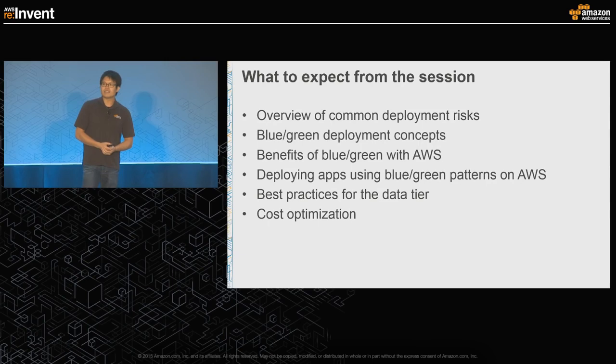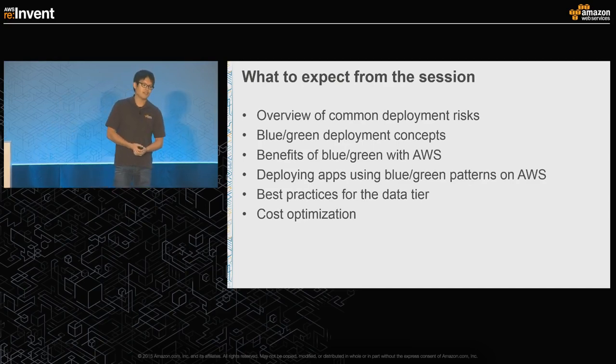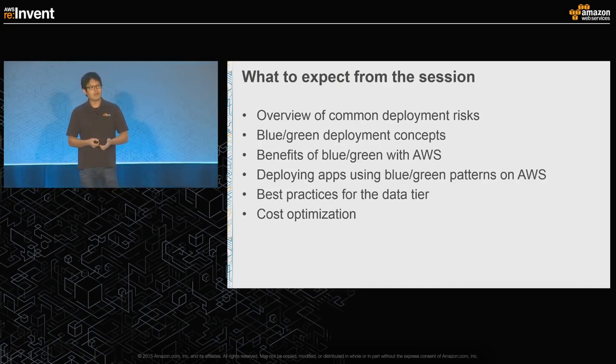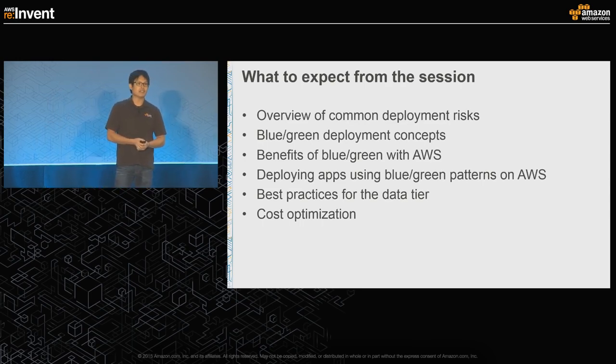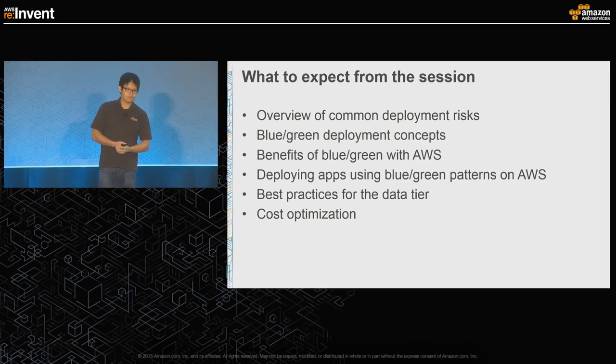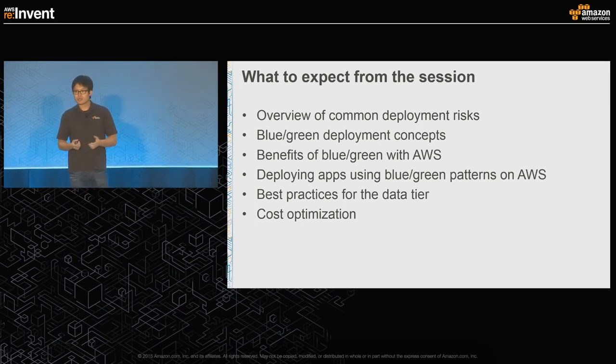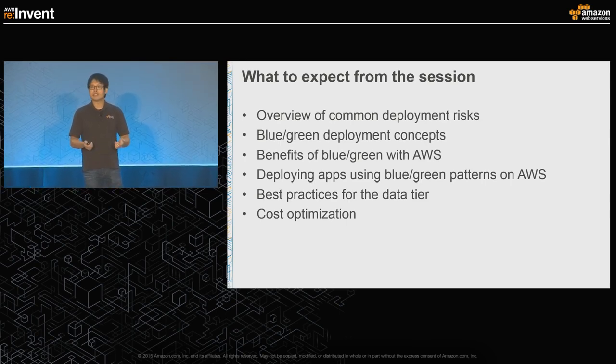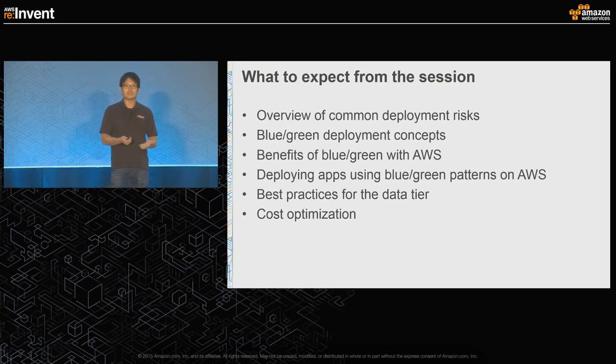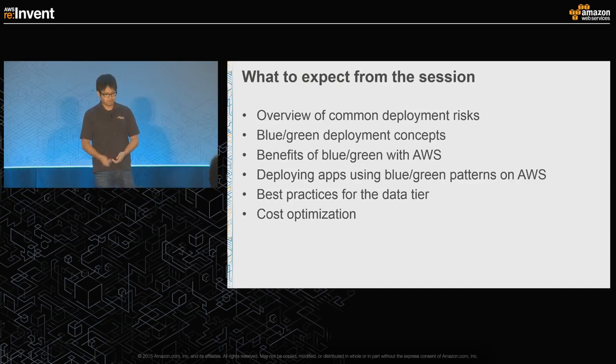So deploying software has its challenges and risks. So we're here to help you mitigate those risks through the use of blue-green deployments. You'll see examples of common blue-green patterns and learn to leverage the automation capabilities of AWS to streamline your deployments. The data tier is a crucial portion of your application, so you'll learn some best practices and considerations for how to handle those during your blue-green deployments. And of course, we want to make sure you're doing this as cost-effectively as possible.